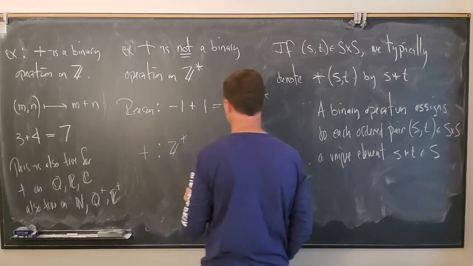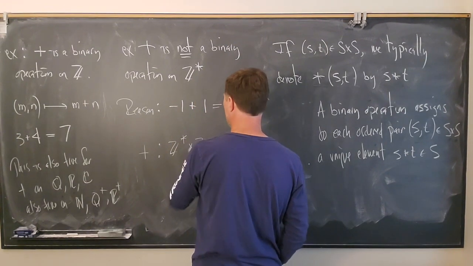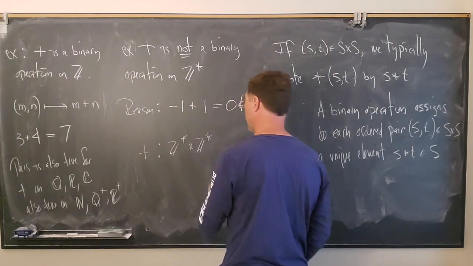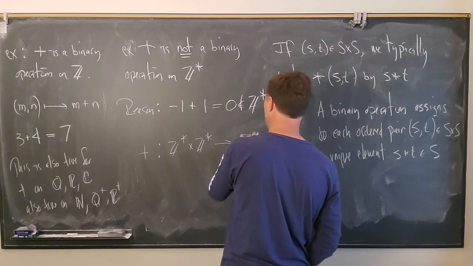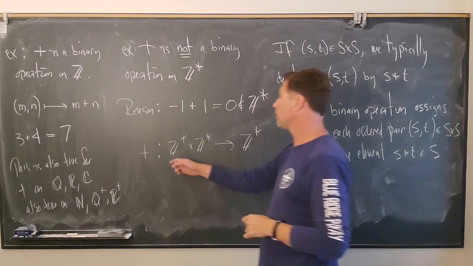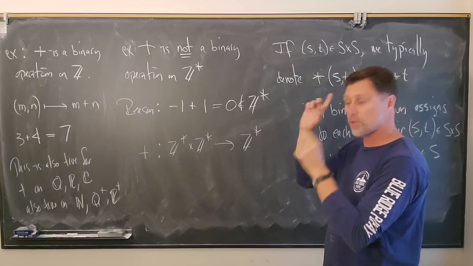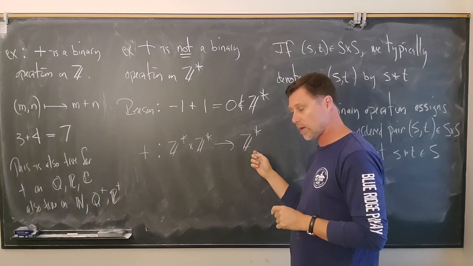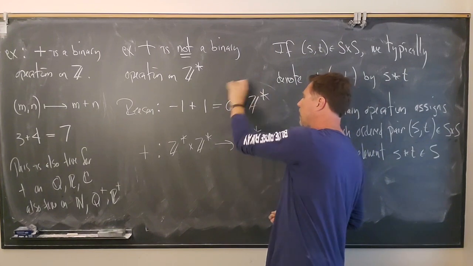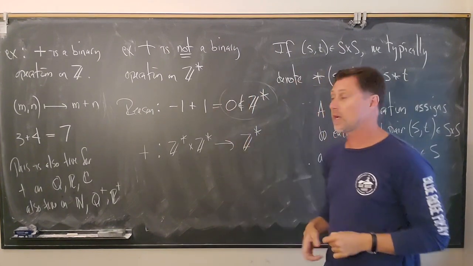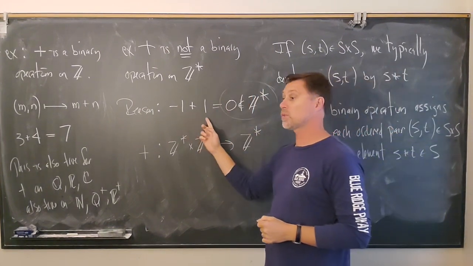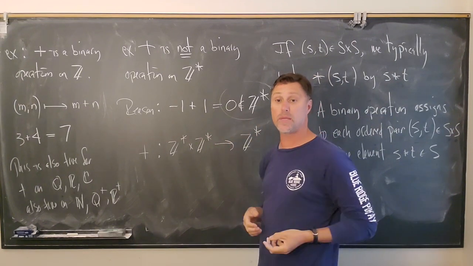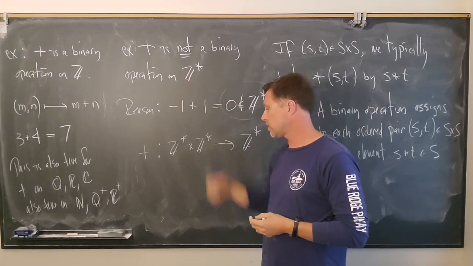You don't need to write this down because it doesn't work. If plus was a binary operation on Z star, then plus would be a function from Z star cross Z star to Z star. The problem is the codomain doesn't work in this case, because adding minus 1 plus 1 gives 0, which would need to be in Z star.